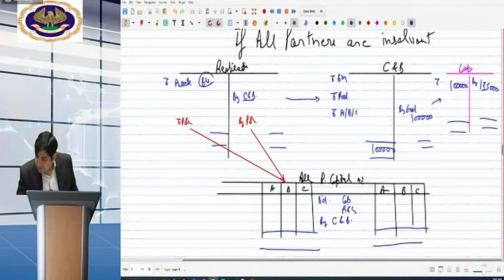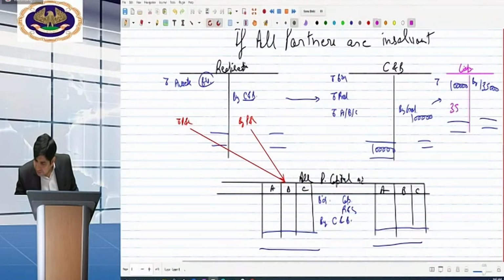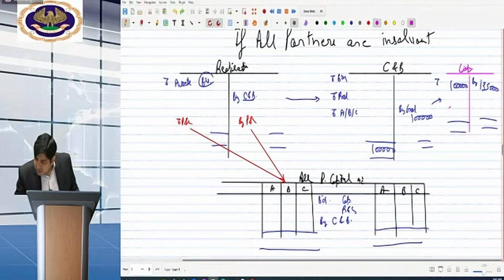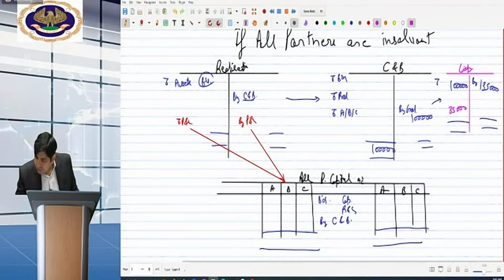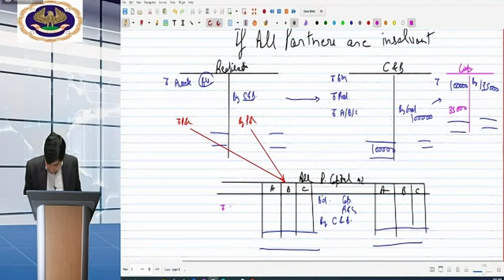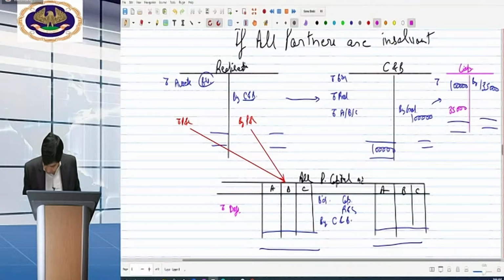Beta, there will be a deficiency. That will be 35,000. How much will that be? 35,000. The same will be here. Deficiency 35,000. This amount will be tallied.